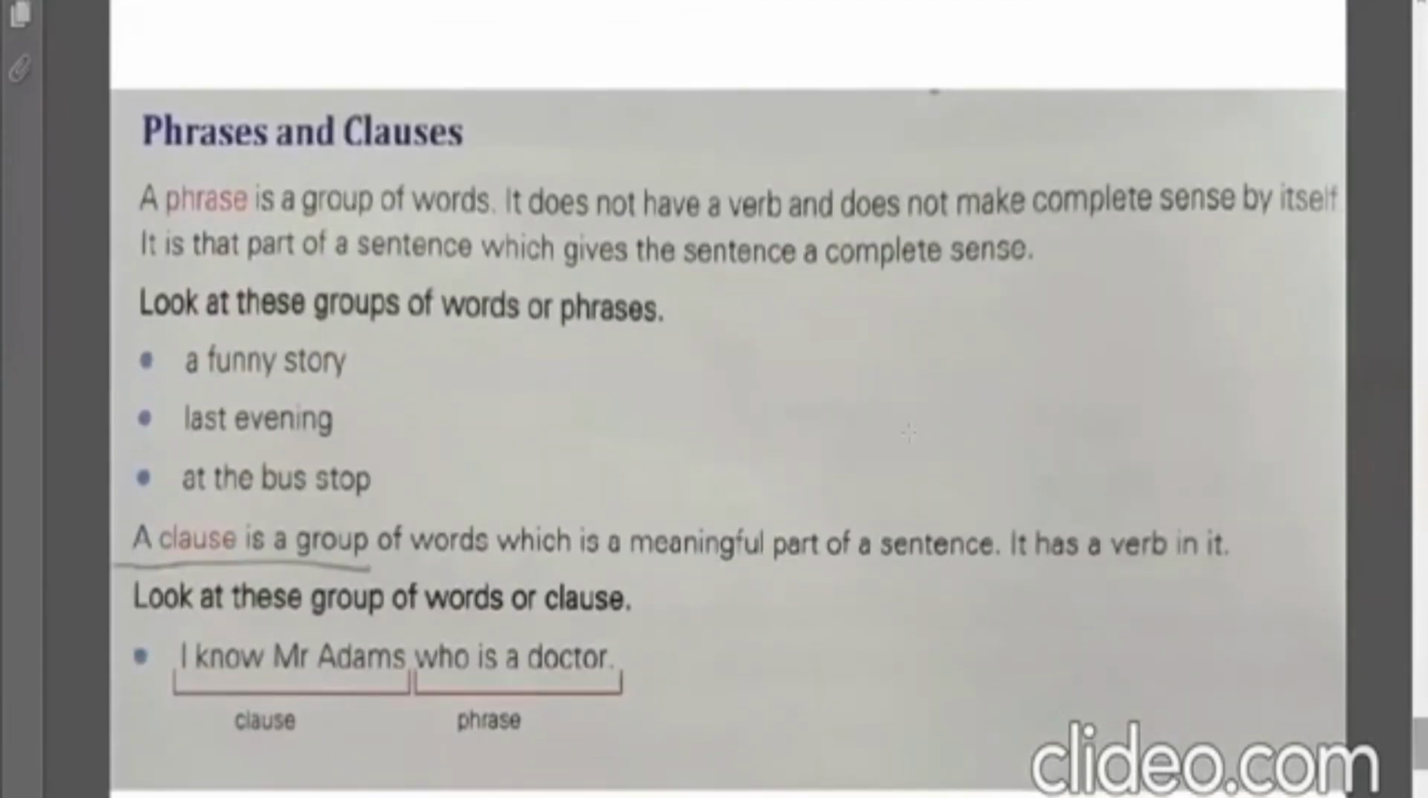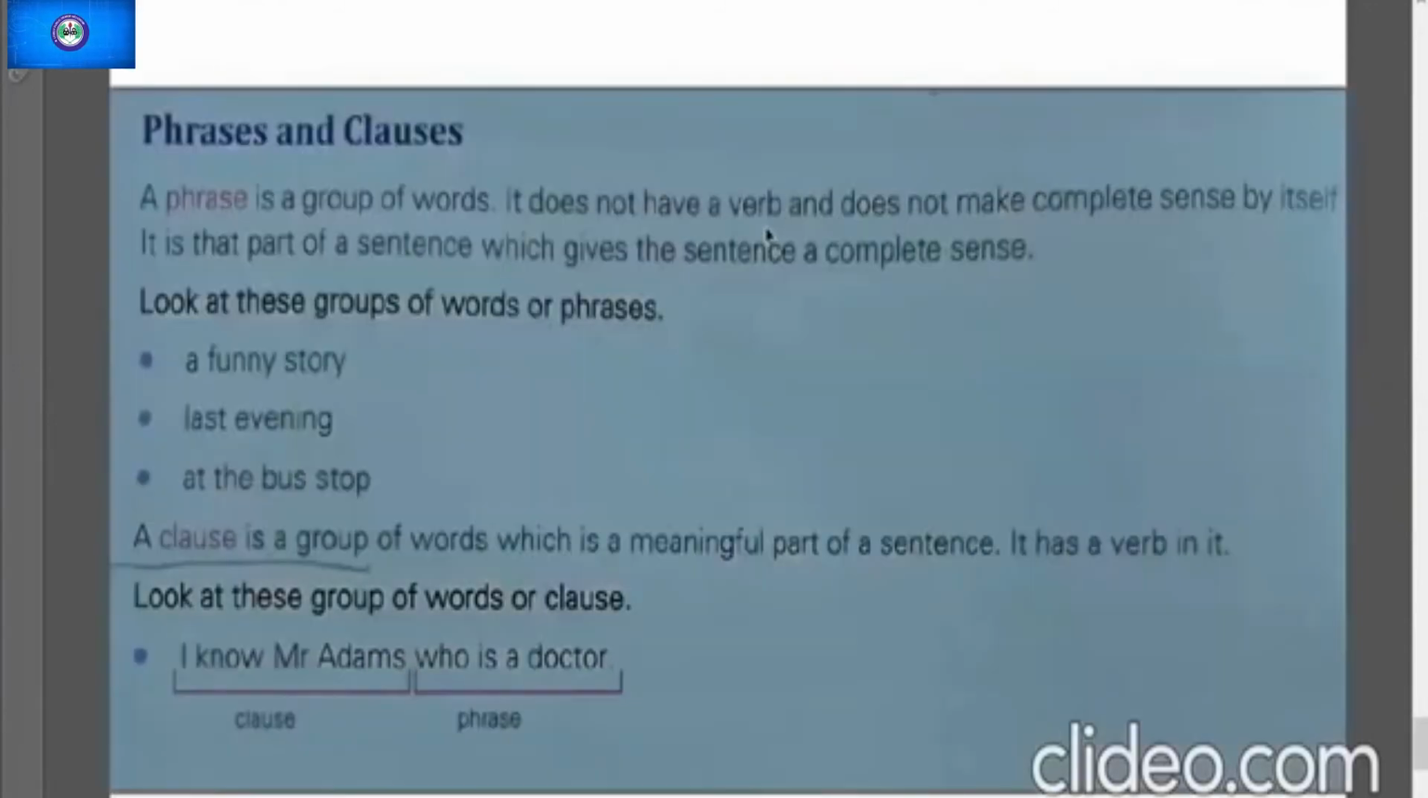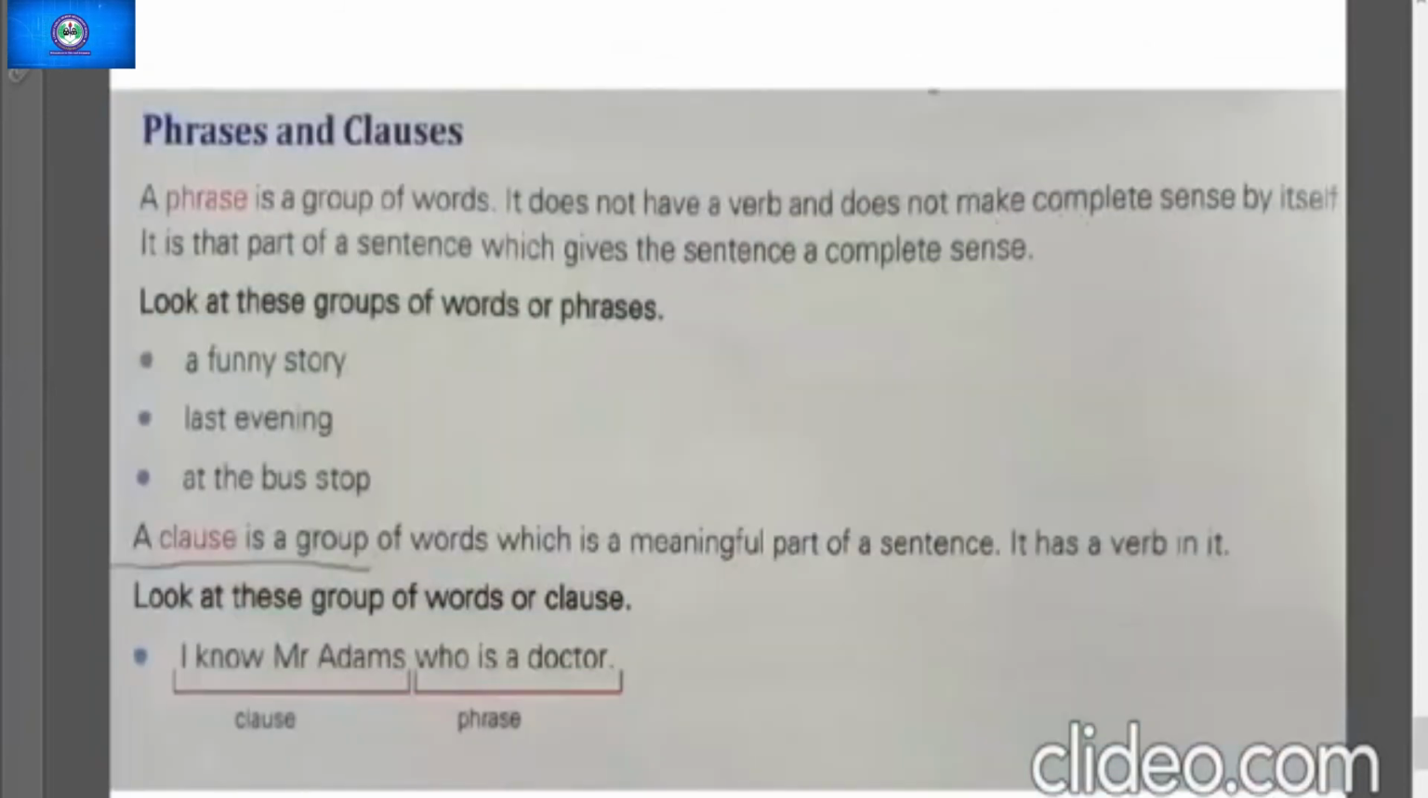Now we are in the last segment of our chapter: phrases and clauses. A phrase is a group of words. Now, we need to remember two things here. First, a phrase does not have a verb. And second, it does not make complete sense by itself. That means the first condition of a phrase is that it will not carry any verb, and second, it will not give you a complete sense.